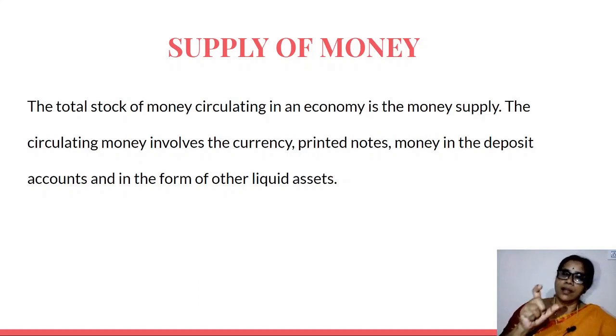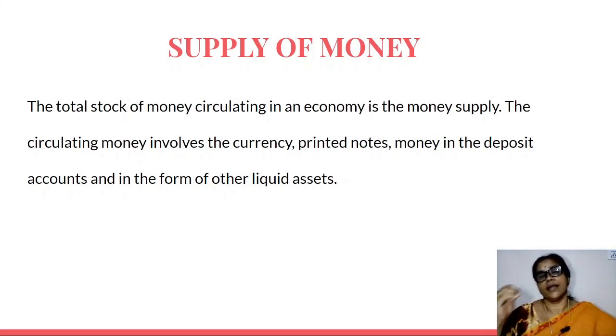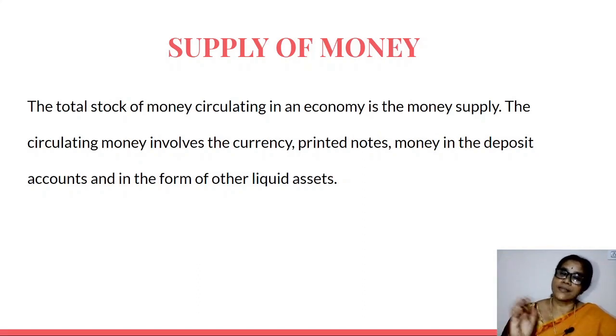Now money in the deposit account. People deposit money in commercial banks, in different commercial banks, and they earn interest for that. The money deposited in the savings account and current account can be withdrawn using checks. So checks are instruments of money. Money in the deposit accounts is also called circulating money, or money circulating in the economy.